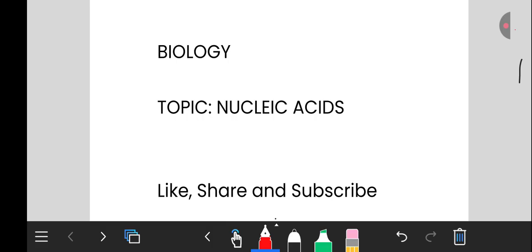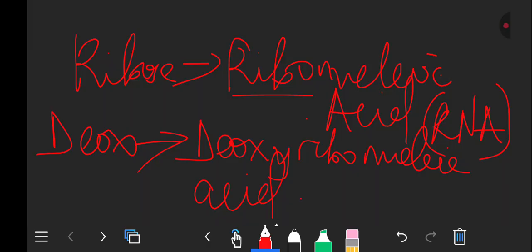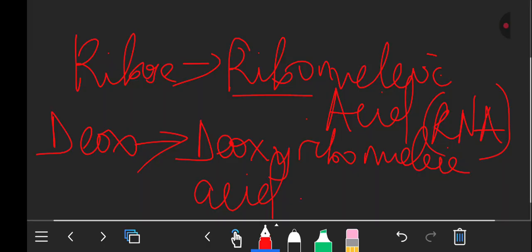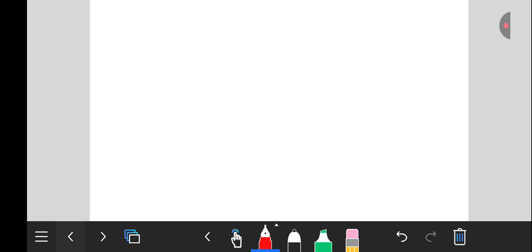So let's now discuss the structure of the DNA. So this is where we ended. We looked at the ribose sugar and also the deoxyribose sugar. We looked at the ribonucleic acid, the deoxyribonucleic acid, and all that.